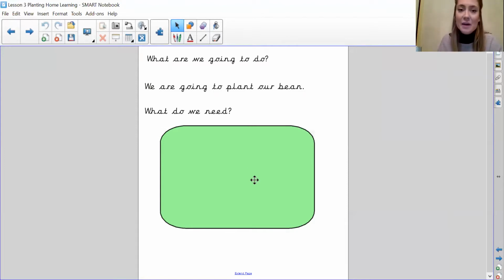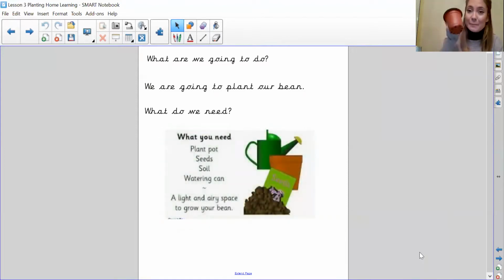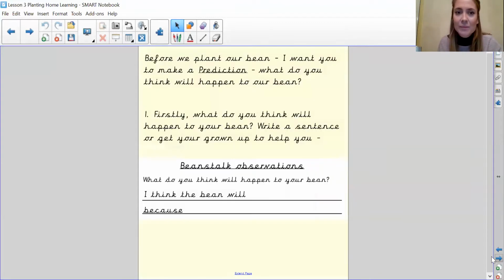That's right, I am going to need my plant pot, some seeds, which I have here, a watering can. Now I don't have a watering can at home, so I've just got some water here. I have got some soil, and I've also got something to plant my beans in. And we need a light, airy space to grow our beans. So often plants, we know that plants like sunlight. So if you put them near sunlight, they'll grow a little bit quicker.